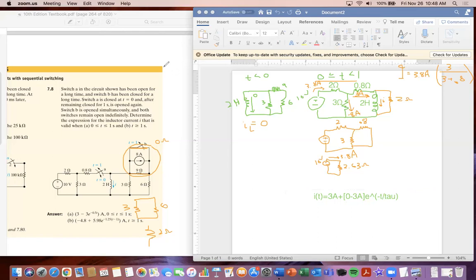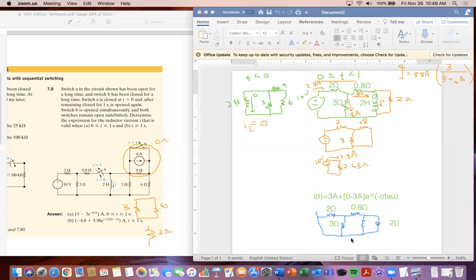We need to draw this now without the source in order to calculate what resistance the inductor sees. So we have that 2 ohm up here, we have the 3 ohm, then we had the 0.8 ohm, then we have our inductor here, and then we had the 2 ohm. Okay, let me do this. So this would be 2 ohm. This would be 0.8 ohm. This would be 2 ohm. And here we go, 3 ohm.